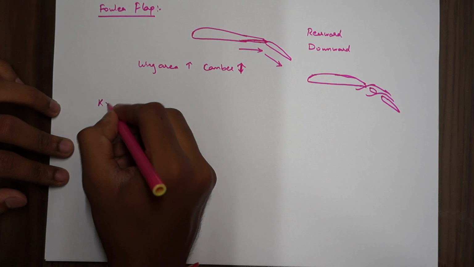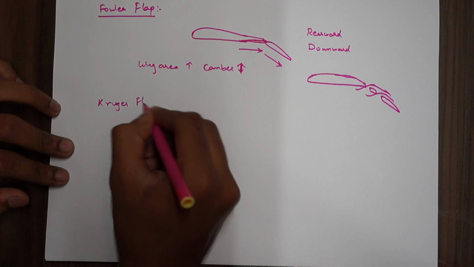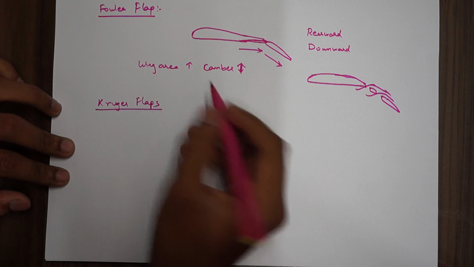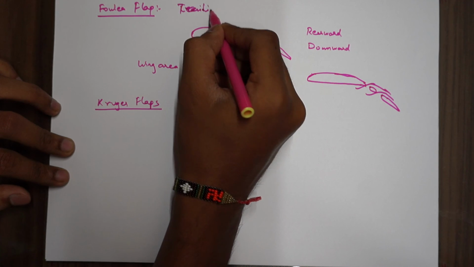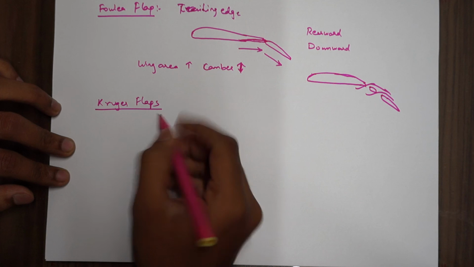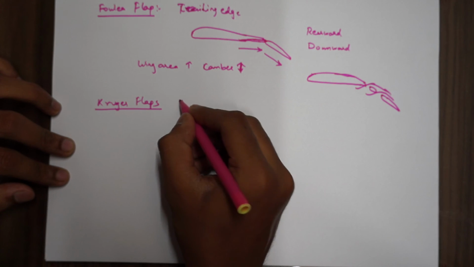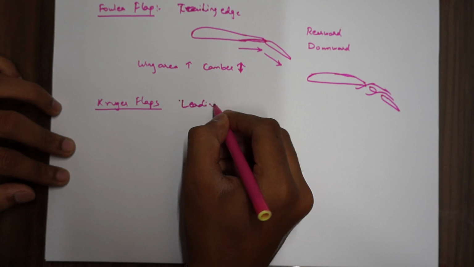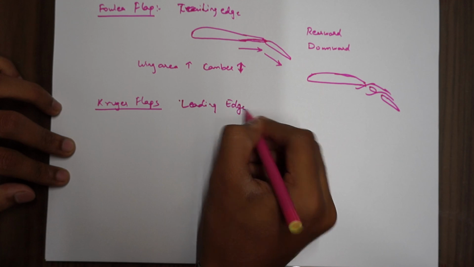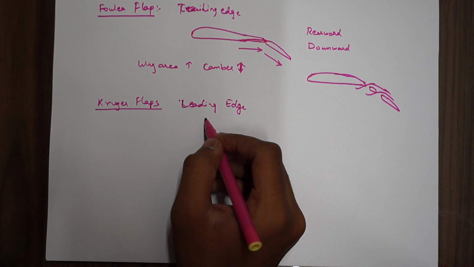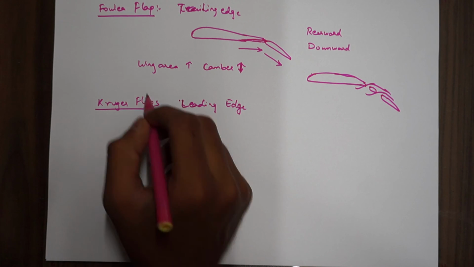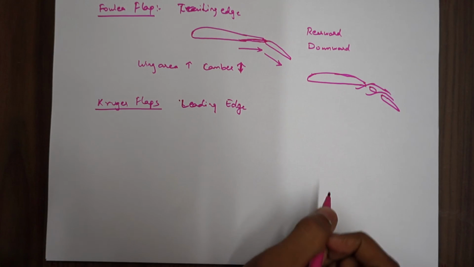Alright, the last one is your Kruger flap. Fowler flaps are on the trailing edge, whereas Kruger flaps are on the leading edge. This is the key difference between these two. This is a commonly asked question. Kruger flaps are on the leading edge and the Fowler flaps are on the trailing edge.